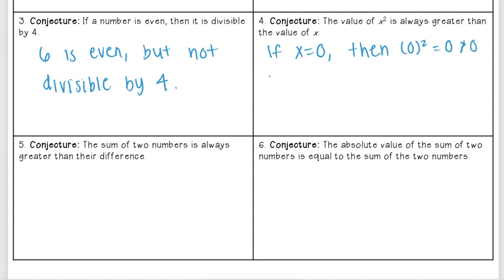Another example that would actually be less than is if x equals 1/2, then 1/2 squared is equal to 1/4, which is actually less than my original. So that's an example of it actually being less than instead of greater.